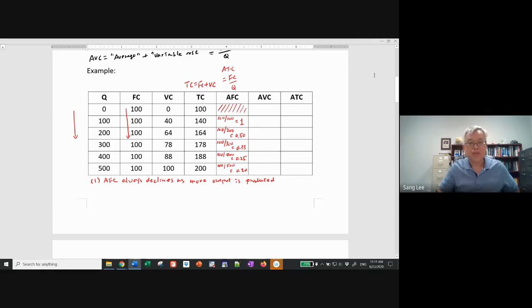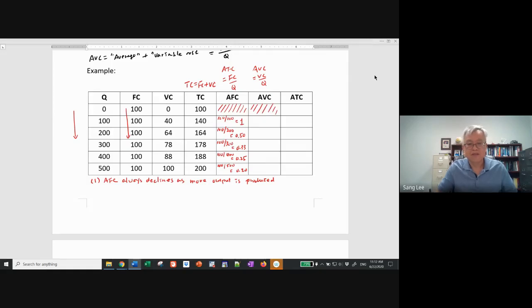Now, let's figure out average variable cost. Likewise, the first blank cell, we're going to leave as is. We cannot fill in the first cell here. Why? Because average variable cost is variable cost divided by Q. You cannot divide something by 0. So when output is 0, average cost is simply not defined. Okay, so we're going to leave it as it is.